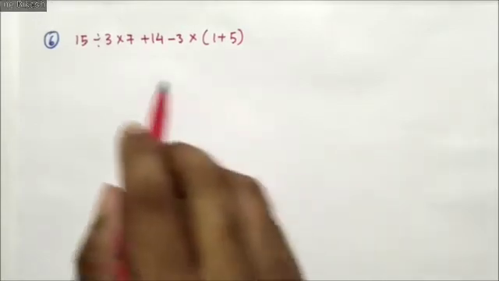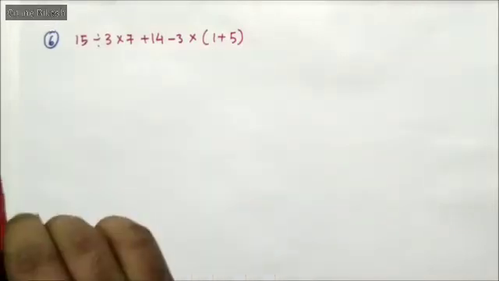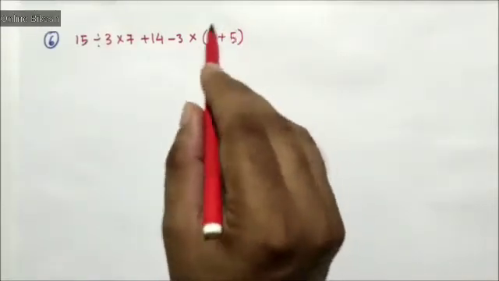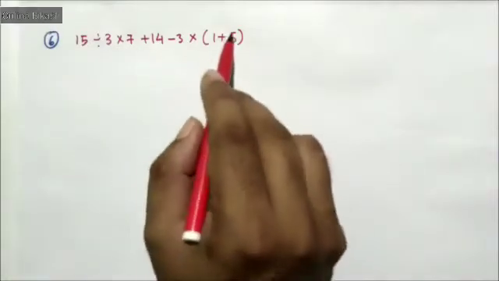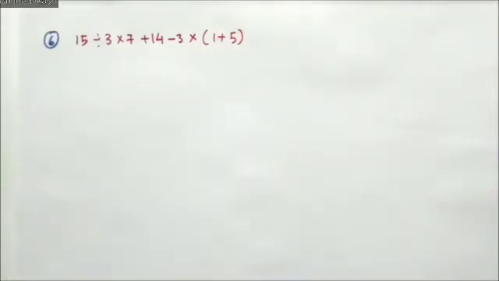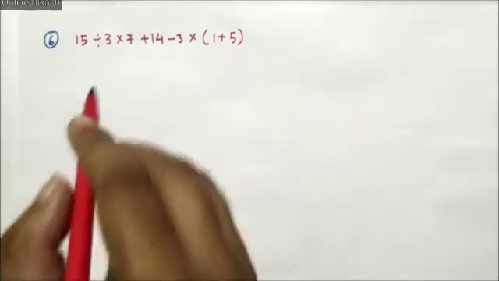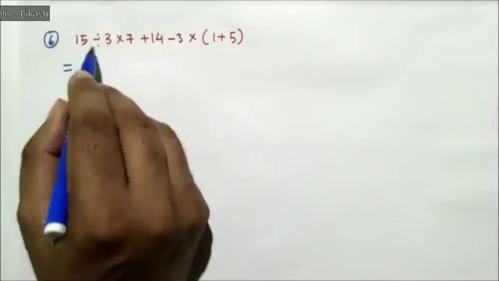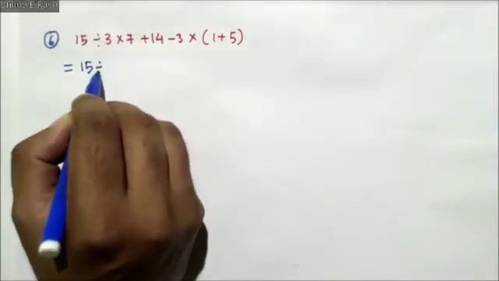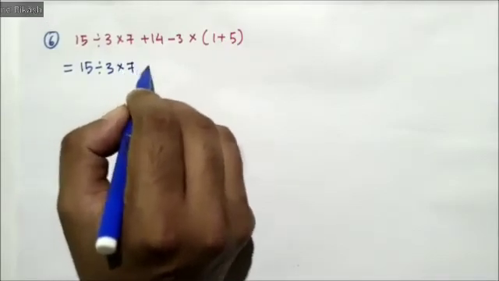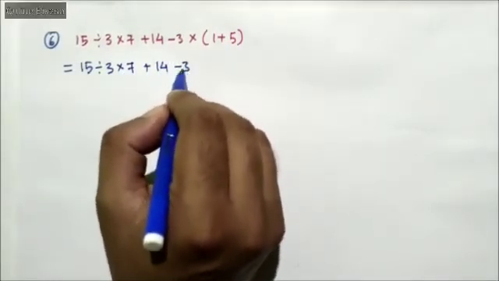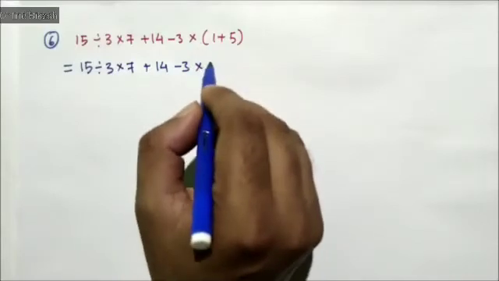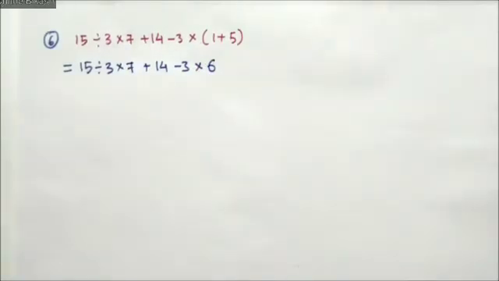Now we will first perform the bracket. The thing which is inside the bracket we will perform first. Now what is inside the bracket? 1 plus 5. So 1 plus 5 is what? 6. Sorry for the noise. So 15 divided by 3 multiplied by 7 plus 14 minus 3 into 6. That's it. Okay, now it is simple.